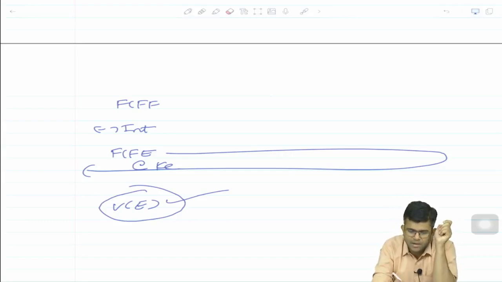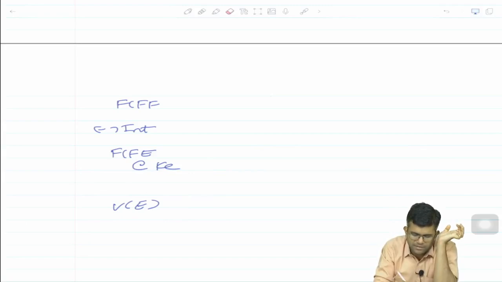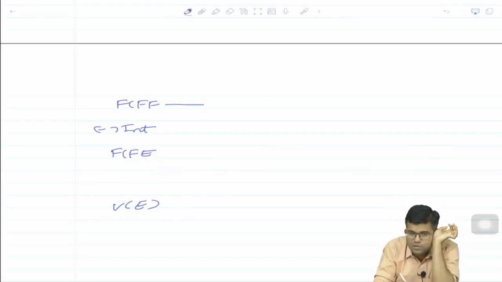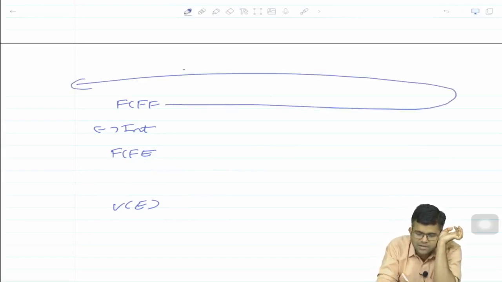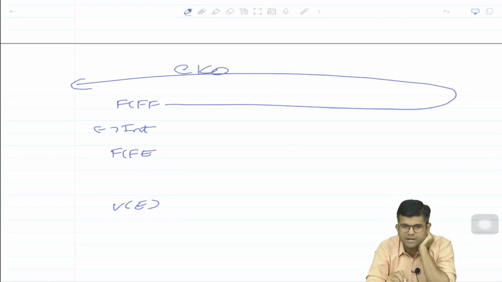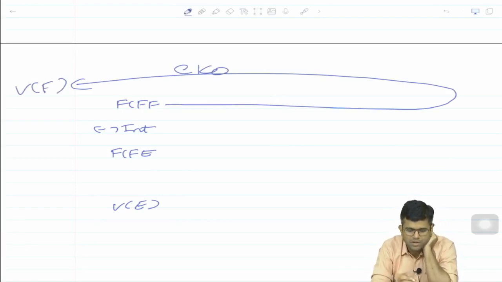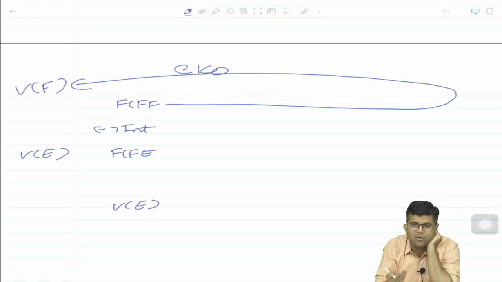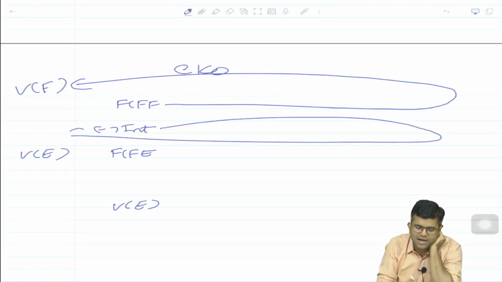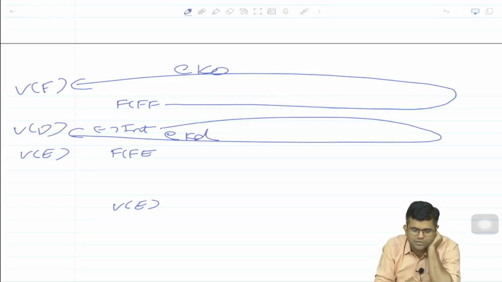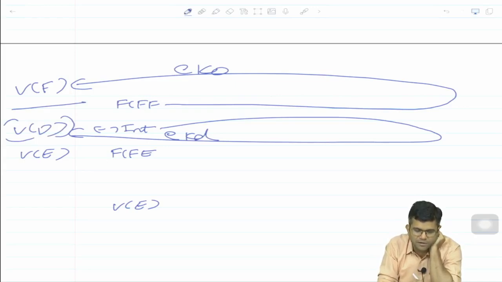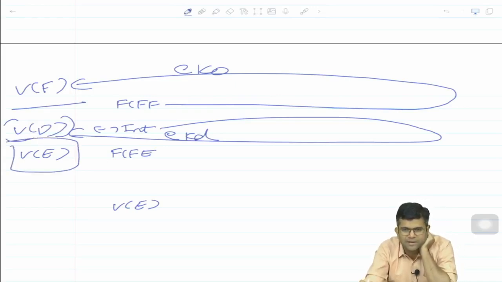Everybody clear? Now what we are saying is no, not this. You take the future FCFFs and discount them at the rate KO. I hope you are able to understand. When you discount at the rate KO, we get value of the firm. But sir, I want to reach value of equity. How do I reach value of equity? Take the future interests and discount them at the rate KD. Can I say future interest discounted at the rate KD is value of debt? I hope you are understanding. So from value of firm, I will subtract value of debt, and automatically I will get value of equity. Everybody clear?